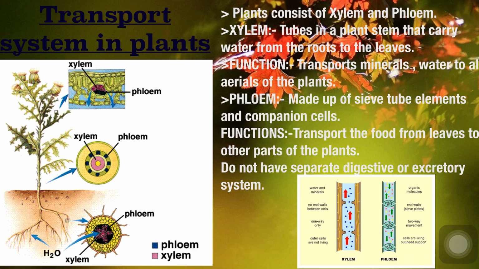Though the plants have a transport system, they do not have a separate digestive or excretory system. Students, once again I am repeating, plants have a transport system, okay, xylem and phloem, but they do not have a separate system for digestion and excretion.